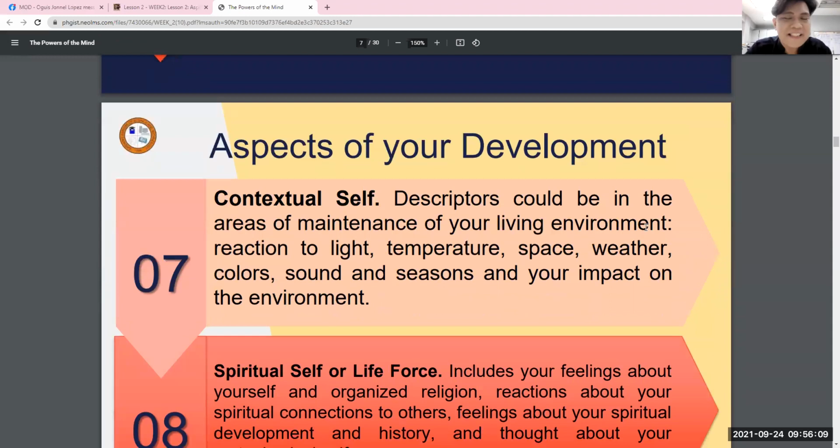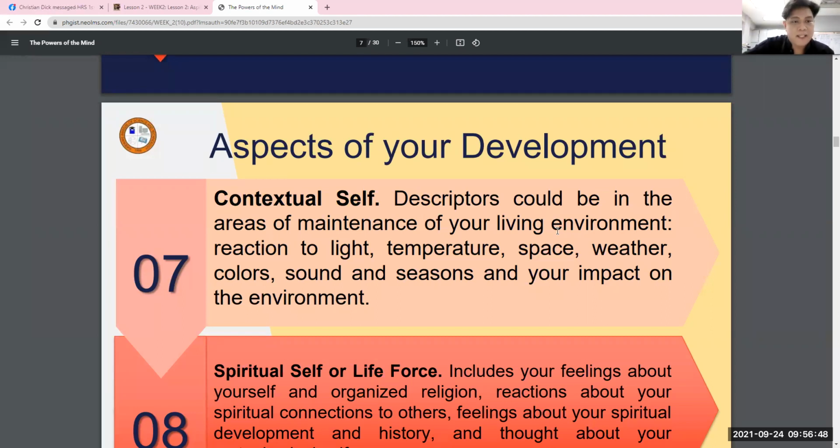Another thing natin is contextual self. Contextual self descriptors could be in the areas of maintenance of your living environment, reaction to light, temperature, space, weather, colors, sound, and season, and your impact on the environment. Ito naman contextual self, it is your self-understanding of your environment, of your society, and how you build up yourself. Kasi pag sabi natin contextual, context, you are based on the information that are given to you.